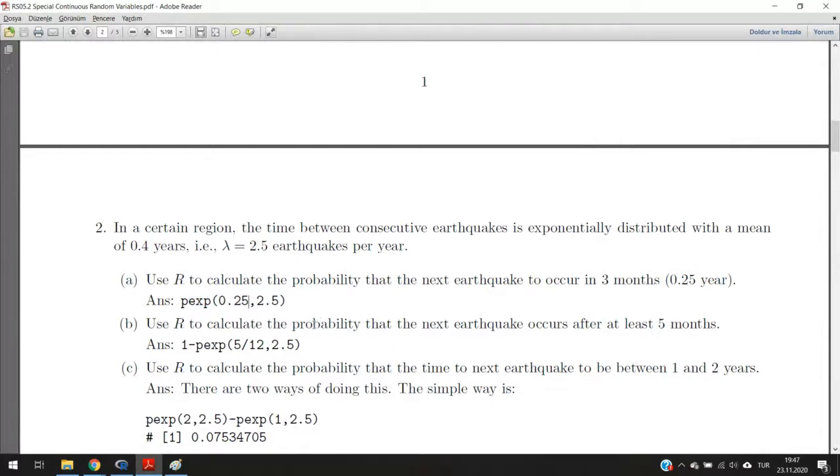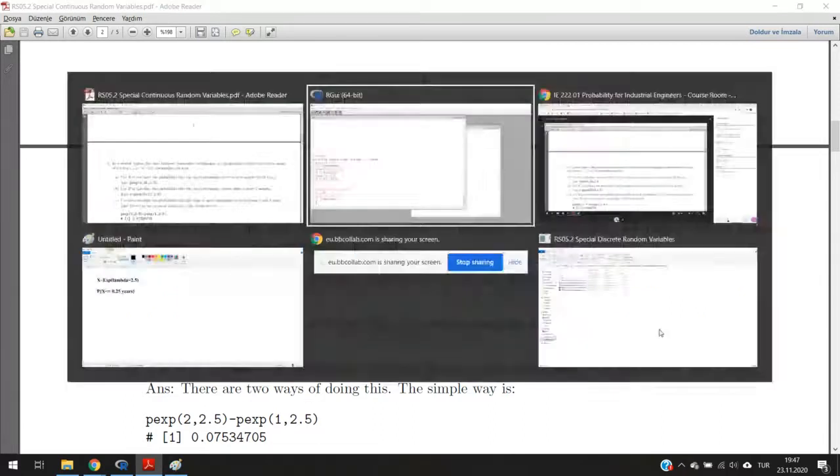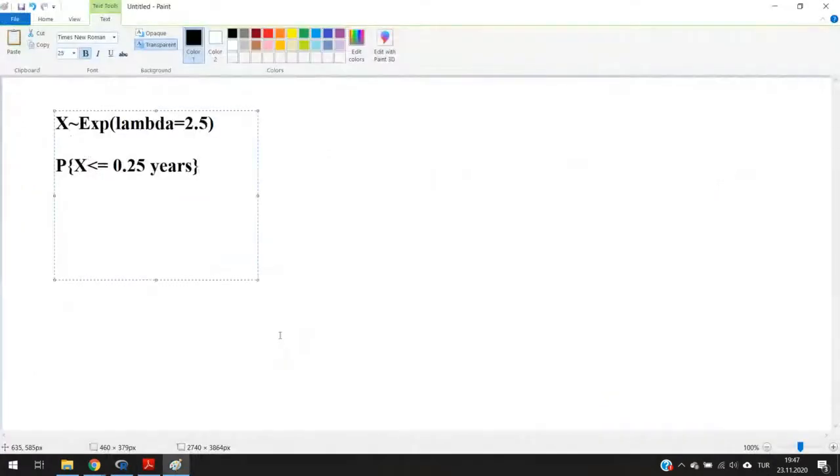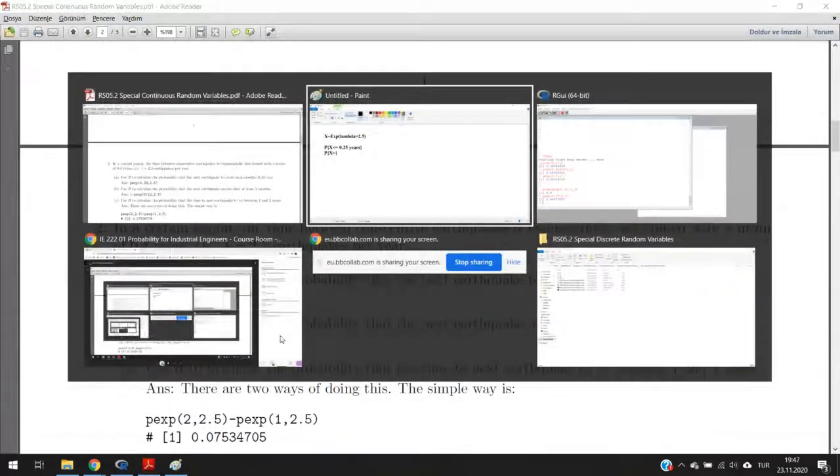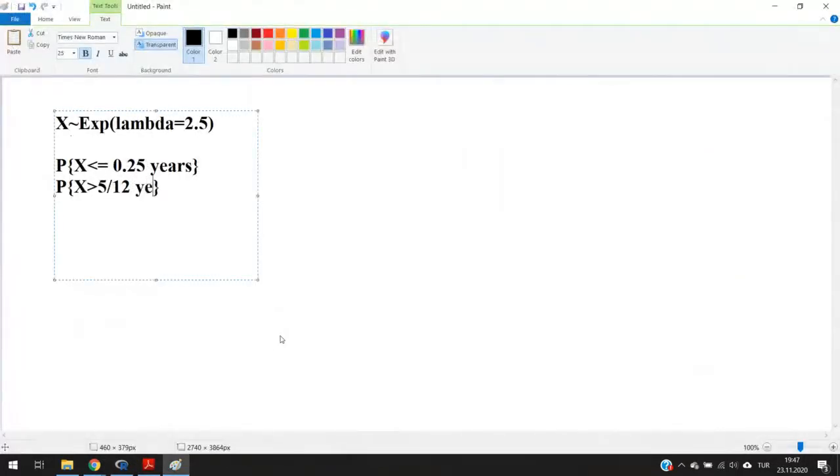So let's just say another question is asked. It asks us to calculate the probability that the next earthquake occurs after at least 5 months. So this time the question is asking the probability of x to be greater than, so it says at least 5 months. So we need to write 5 over 12 years, right? So 5 months means 5 over 12 years. And this is a tail probability. This is a greater than probability.